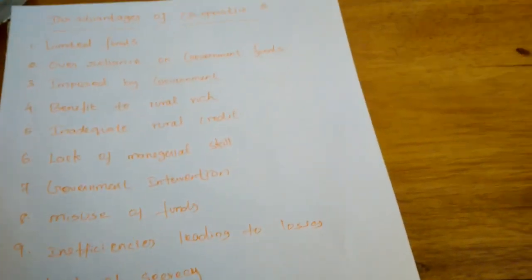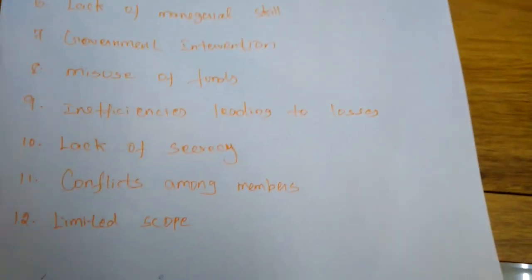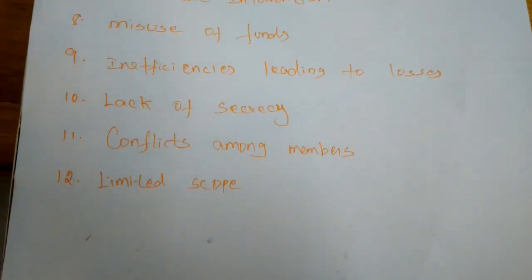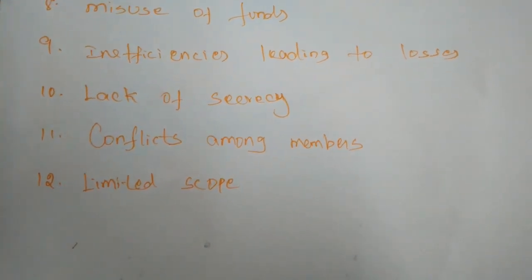So today we have studied the disadvantages of cooperatives. Here also there are 12 points, and you can take the same things as your study portions.